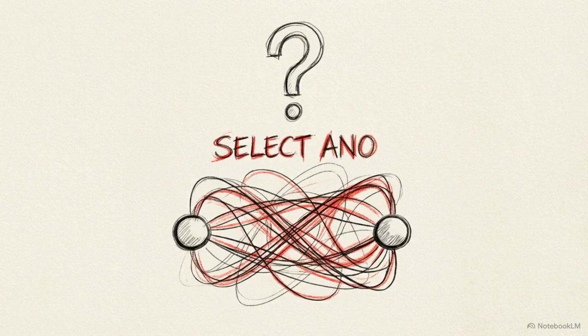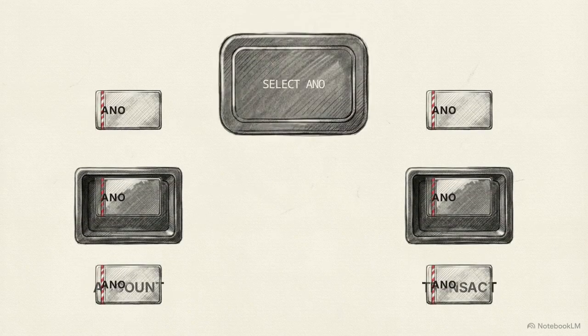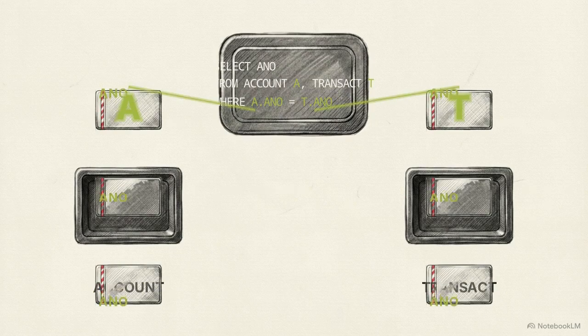If you just tell SQL to select ANO, the system gets confused. It doesn't know whether to pull the ANO from the account table or the transact table. This triggers an ambiguous column error. We fix this using table aliases. By assigning the letter A to the account table and T to the transact table in our from clause, we can write A.ANO equals T.ANO. These aliases dictate exactly which table to pull the shared data from.